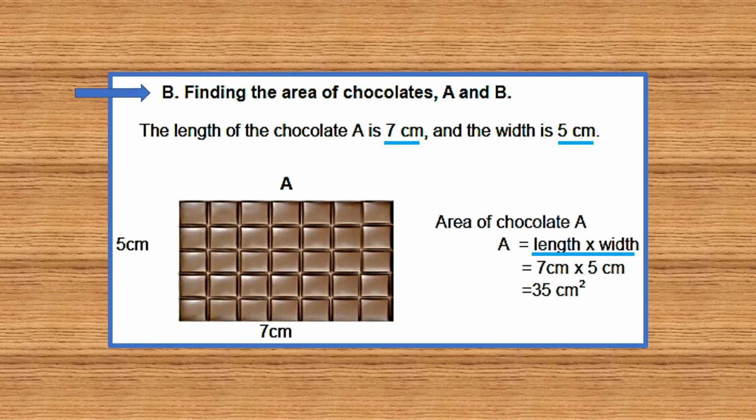So what is the answer, class? Very good. Area is equal to 35 square centimeters. So that is the answer, or that is the area of chocolate A. So 35 square centimeters. Very good, class.